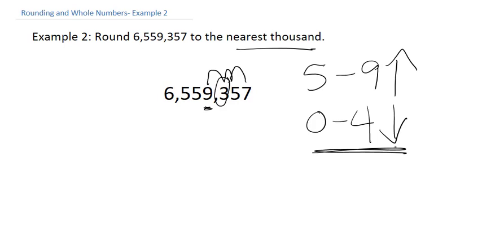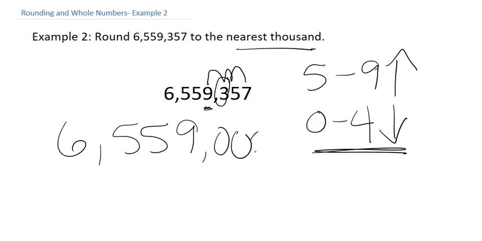And so we are going to then make our number to be 6,559,000. So what we do is, after the digit that is rounded, we make all the other digits 0. Let's look at another example.